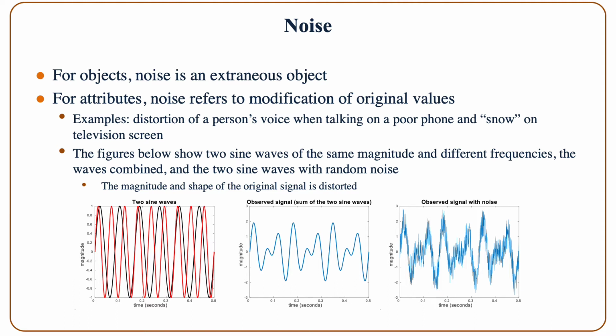Looking at the figures down below the slides, the first figure on the left side shows two sine waves of the same magnitude and different frequency. And then in the middle figure, the waves are combined. The figure on the right side shows the combined signal distorted by the noise. We can see that the magnitude and the shape of the signal is distorted.